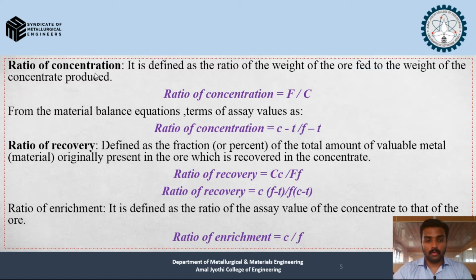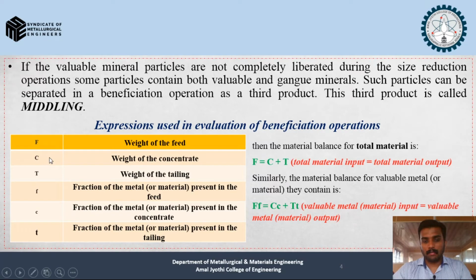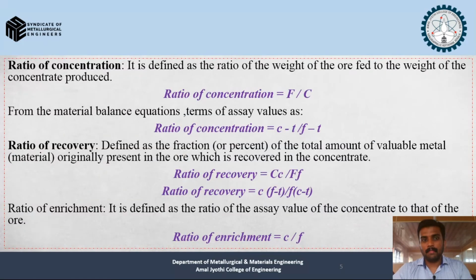But normally what you mean by ratio of concentration is that it is defined as the ratio of the weight of the ore to the weight of the concentrate produced. So this is the expression written here. Ratio of concentrate is F by C. In the previous slide, we already mentioned what capital F and capital C are. It is the weight of the feed divided by the weight of the concentrate, and we ended up with the result for ratio of concentrate.